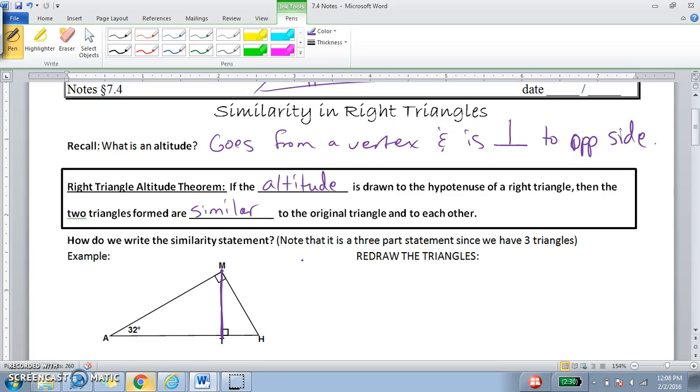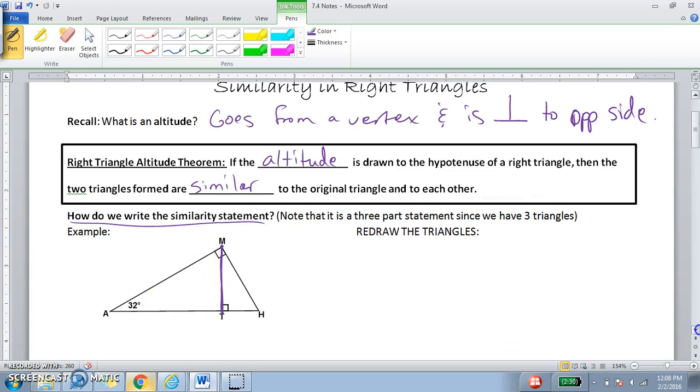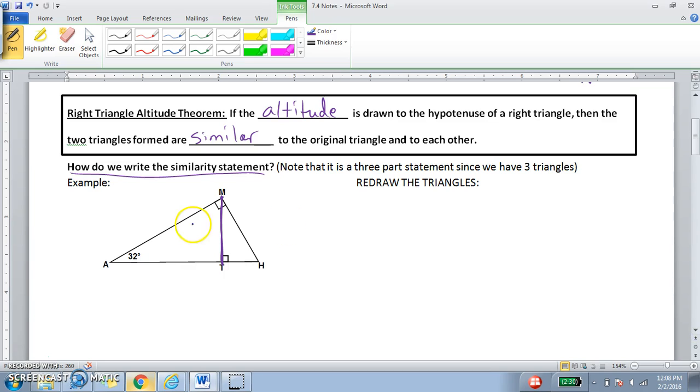So why is that? If we look at this triangle right here, we want to write the similarity statement between these three triangles. Note that there's three parts since we have the original triangle and then the two smaller triangles. If this angle right here is 32 degrees, and we're starting with the fact that this is 90 right here because it's an altitude, it's drawn so that it's perpendicular, which means this is 90 right here also. If I just look at this triangle, to find this angle up here, we would add up 90 and 32 and subtract that from 180. That's going to give us 58.